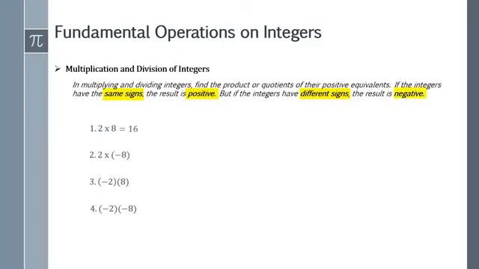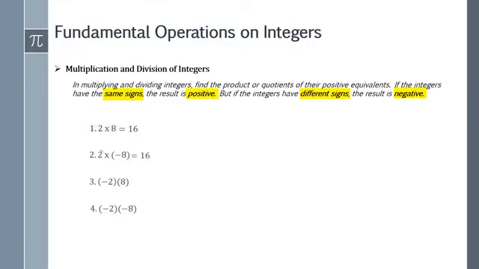So that is 2 times 8, that is equal to positive 16. Why? Because 2 is positive and 8 is positive. And sabi sa rule, pag the same yung sign, automatic the result is positive. So that is why our answer is positive 16. Okay, next.